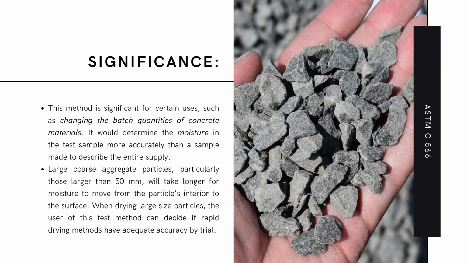Tumungo naman tayo sa significance ng ASTM C566. This method is significant for certain uses, lalo na doon sa pag-a-adjust or pagpapalit ng batch quantities na gagamitin natin para sa concrete materials. And dito, sa method na to or sa test na to, yung ma-measure natin na moisture ay accurate din siya. However, large coarse particles, particularly those larger than 50 millimeters, it will take longer time for moisture to move from the particle's interior to the surface. And kailangan mag-decide nung nagpa-perform ng test if yung rapid drying ba ay nagpro-provide ng sufficient accuracy. It is very important to determine the moisture content as it can establish relationship between how the soil behave and its properties.